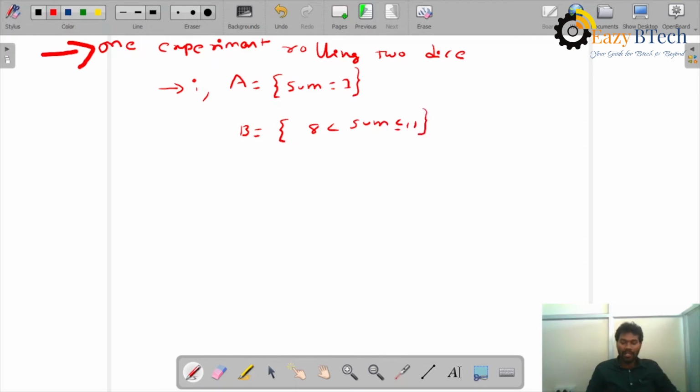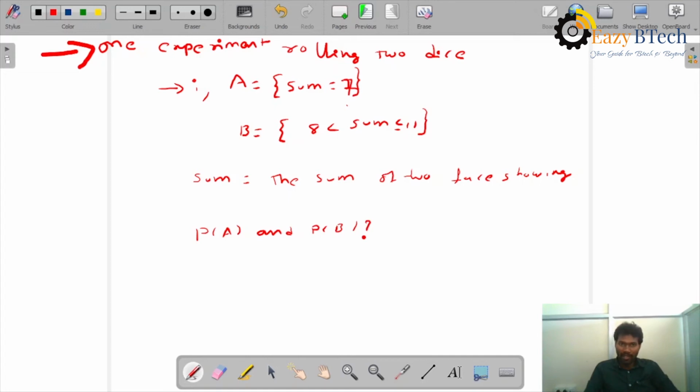So I am defining two events: sum equal to 7, and 8 less than sum less than or equal to 11. What is meant by sum here? We are rolling two dice, and two dice show two faces, so the sum is the sum of the two faces showing. And what they ask you is P of A and P of B. That is the probability they are asking you.